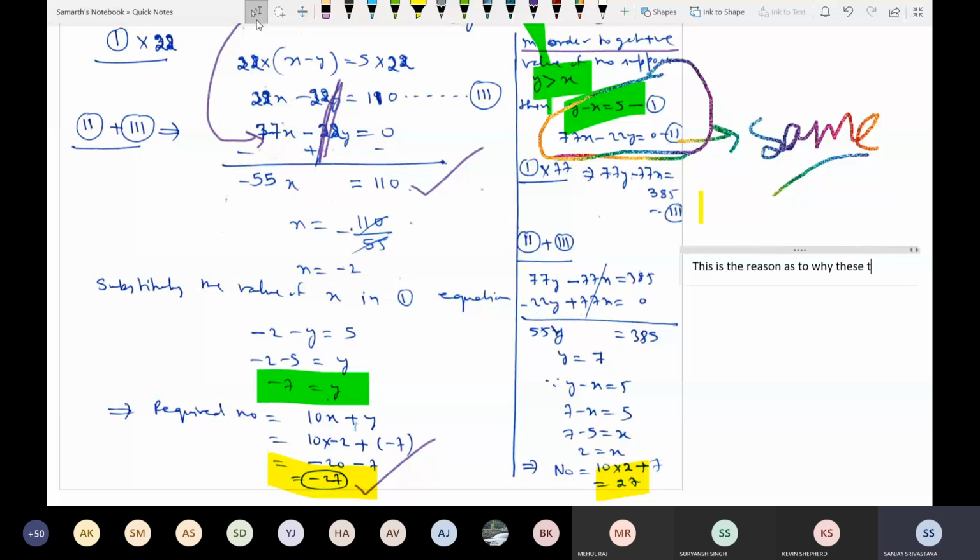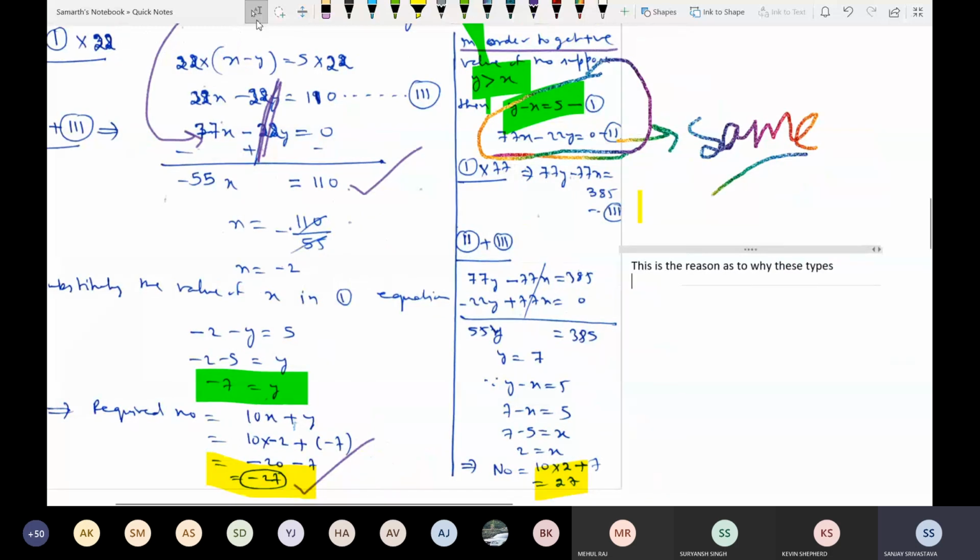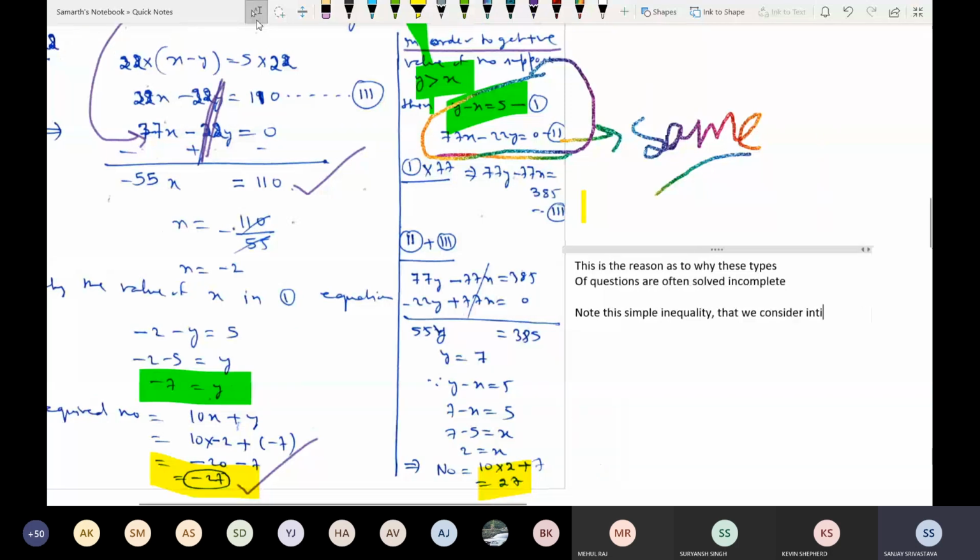When you substitute this value of y in equation number 1, you will get the value of x as 2. So the required number will be 10x plus y, that is 10 into 2 plus 7, that is 27. In the question, remember, the book answer was given as plus and minus 27. There are two possibilities. If you write only 27 in the exam, it will be considered half correct. If the question is of 4 marks, you will be awarded only 2 marks.